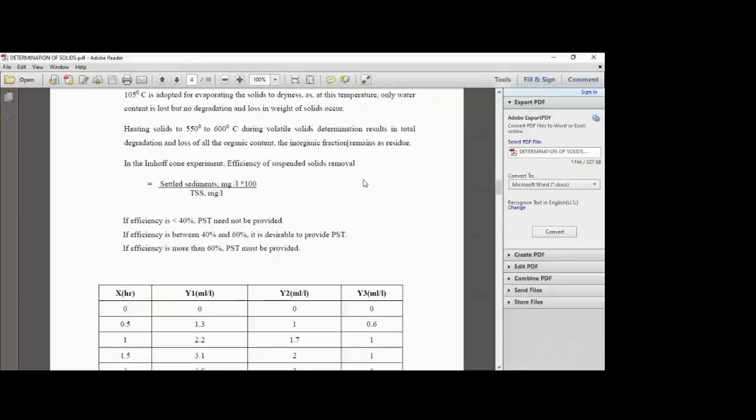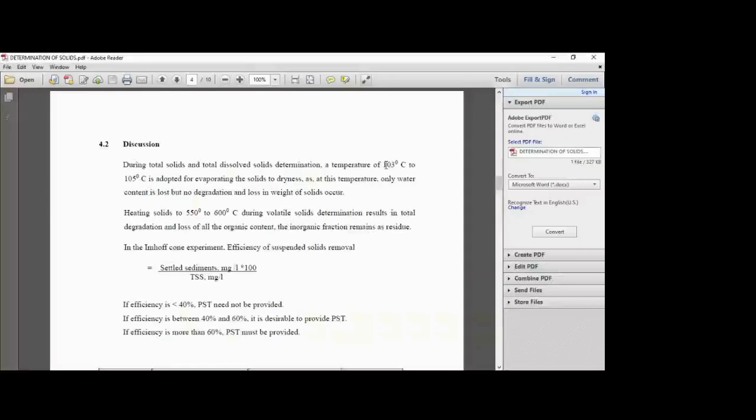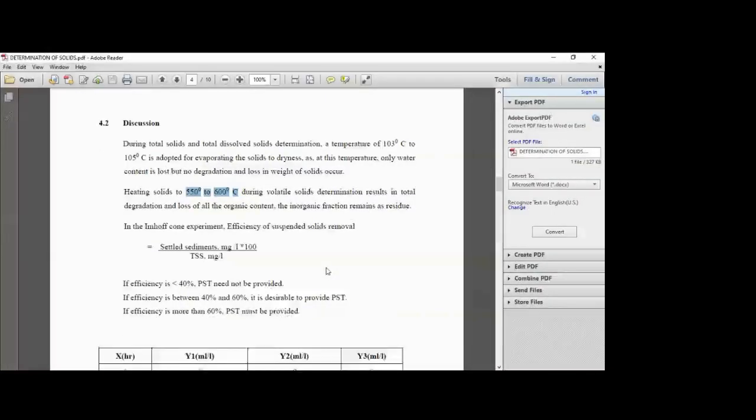But a very important thing I'm going to tell you: you cannot directly put water in a muffle furnace at 550 to 600 degrees Celsius, because it will damage the muffle furnace. Firstly, you will have to evaporate the water at 103 to 105 degrees Celsius, and then that crucible you will have to put at 550 to 600 degrees Celsius. Otherwise, there will be very huge damage to your muffle furnace. So that is not at all acceptable. You have to firstly evaporate the water, and only then put it at the very high temperature of 550 to 600 degrees Celsius.